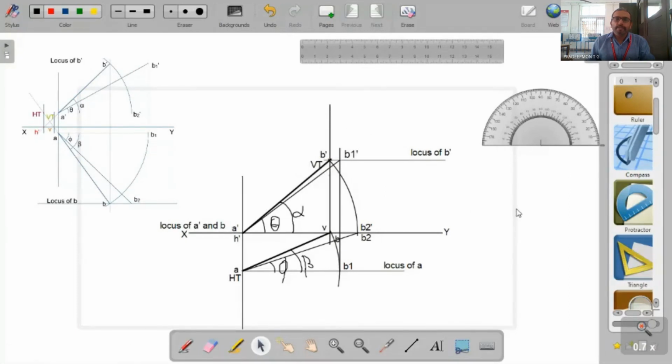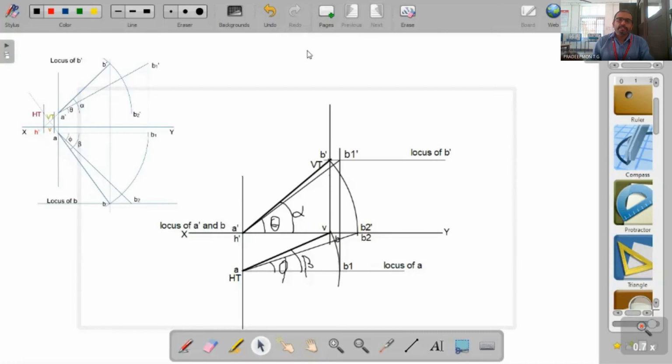So this is the completed drawing, and then you have to mark the dimensions also. The dimensions of A from the XY line and B from the XY line, then the distance between the end projectors, and finally you have to draw the box and mark all the dimensions that are required, that is the true length, true inclinations with HP and with VP, alpha as well as beta. So this is how it is drawn.